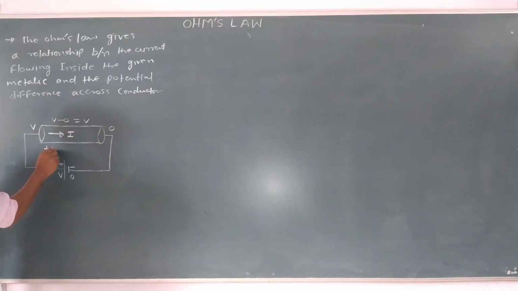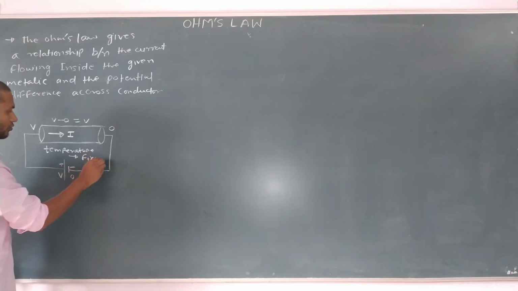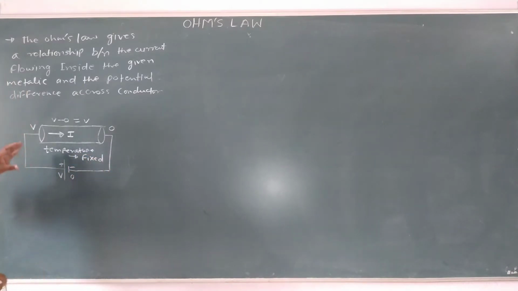So you can write here, for a fixed temperature. This law is applicable only for a fixed temperature. The Ohm's law gives a relationship between the current flowing inside the given metallic wire and the potential difference across the conductor.